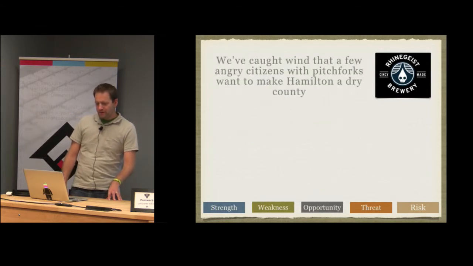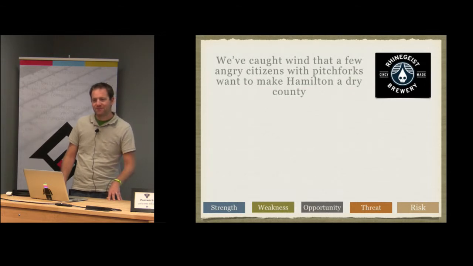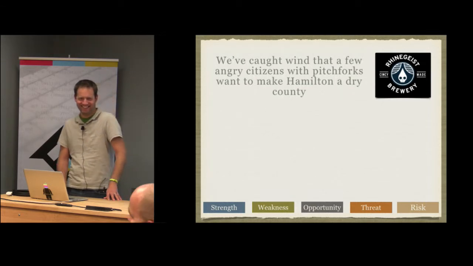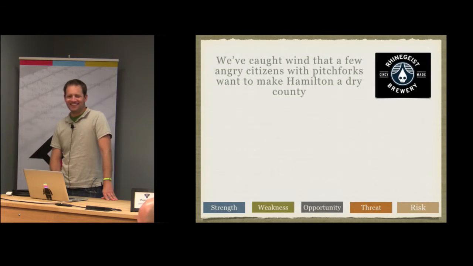We've caught wind that a few angry citizens with pitchforks want to make Hamilton a dry county. Them's fighting words. Damn it, Hamilton. There's some kind of legislative action.